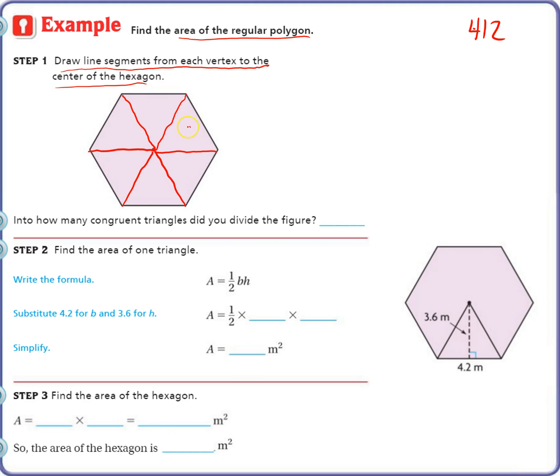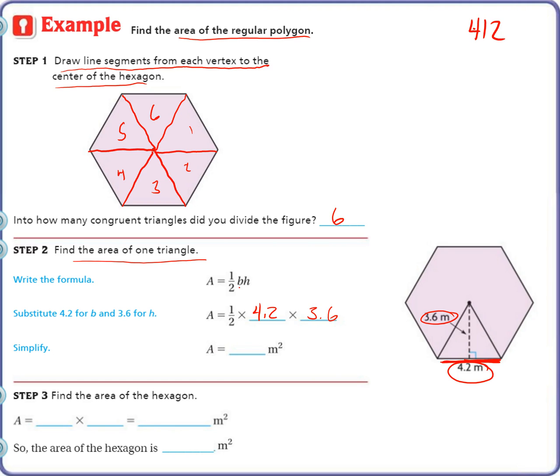So that gives me 1, 2, 3, 4, 5, 6 triangles now. How many congruent triangles did you divide the figure into? 6. Step 2, find the area of one of those triangles. So they've given us the base. So I plug in 4.2 for the B, for base, 4.2. They've given me the height, 3.6, 3.6.